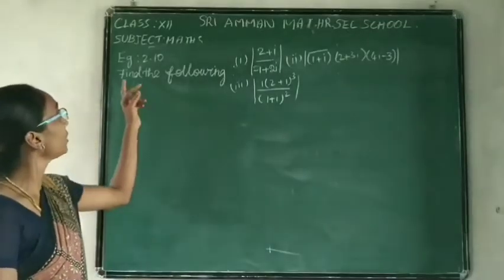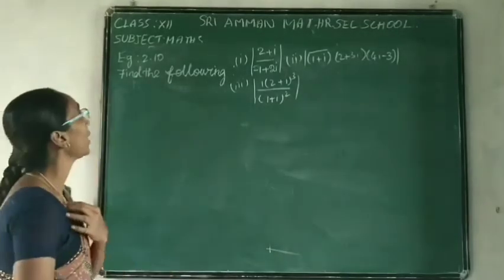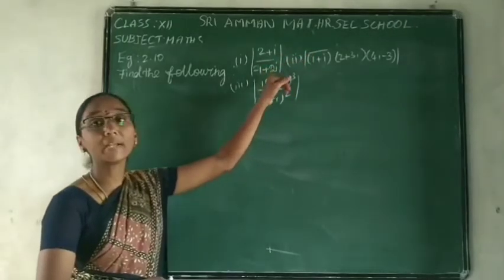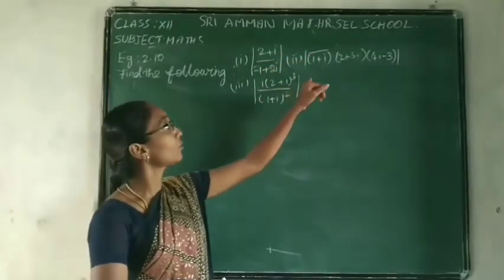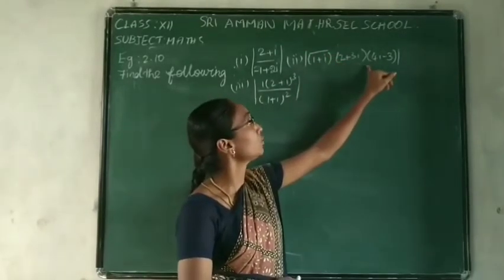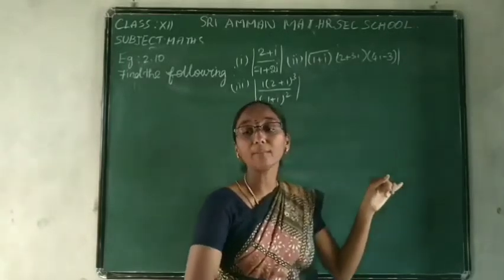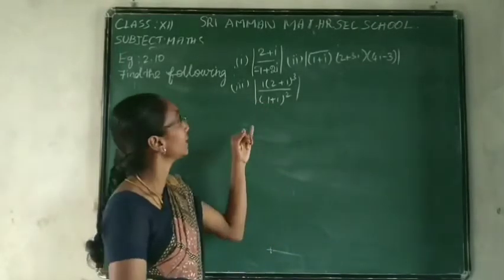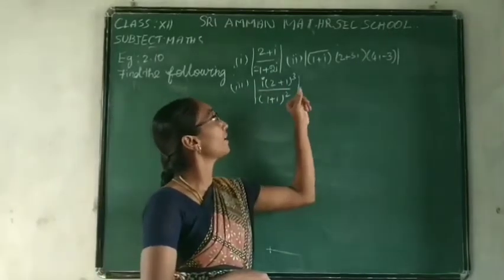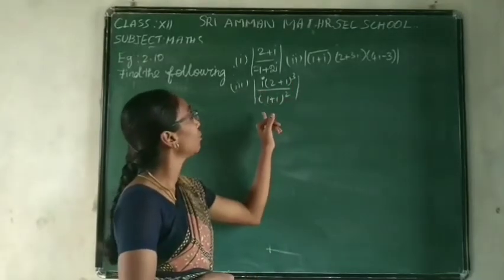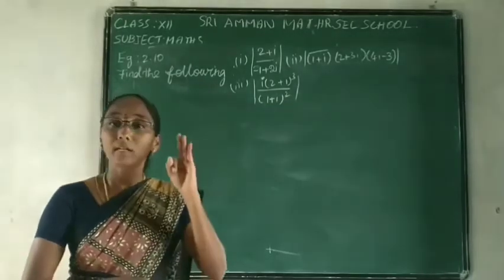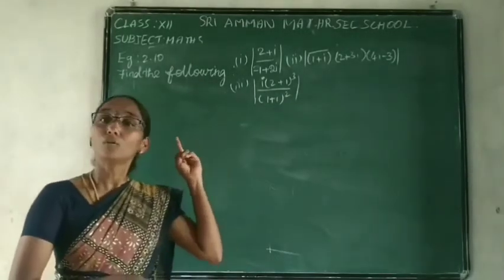Next, example 2.10. Find the following. First one, modulus of 2 plus i divided by minus 1 plus 2i. Second one, modulus of the bar of 1 plus i, into 2 plus 3i, into 4i minus 3. And the third question, i into 2 plus i the whole cube divided by 1 plus i the whole square. You have three questions in example 2.10.